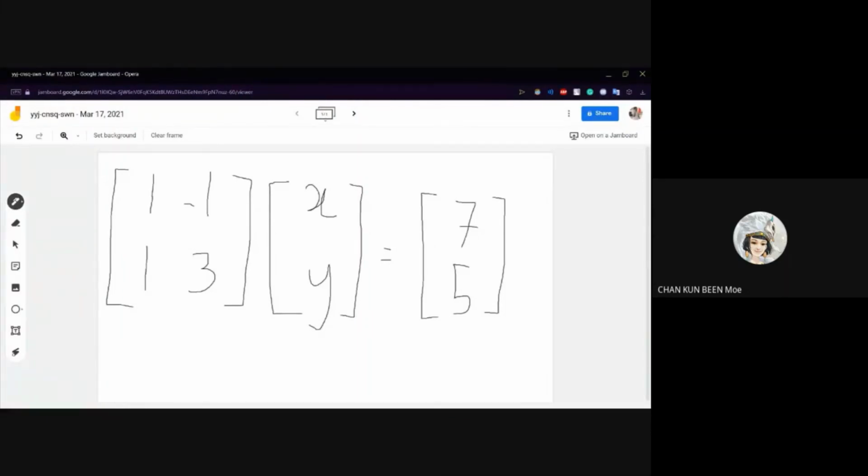x minus y equal to 7. So you can see from here, 1 times x is x, minus y equal to 7 for the first one. Yes, correct. 1 times x plus 3y equal to 5. Yes, that's the answer. Very good, correct. Everybody can see it? Yes.